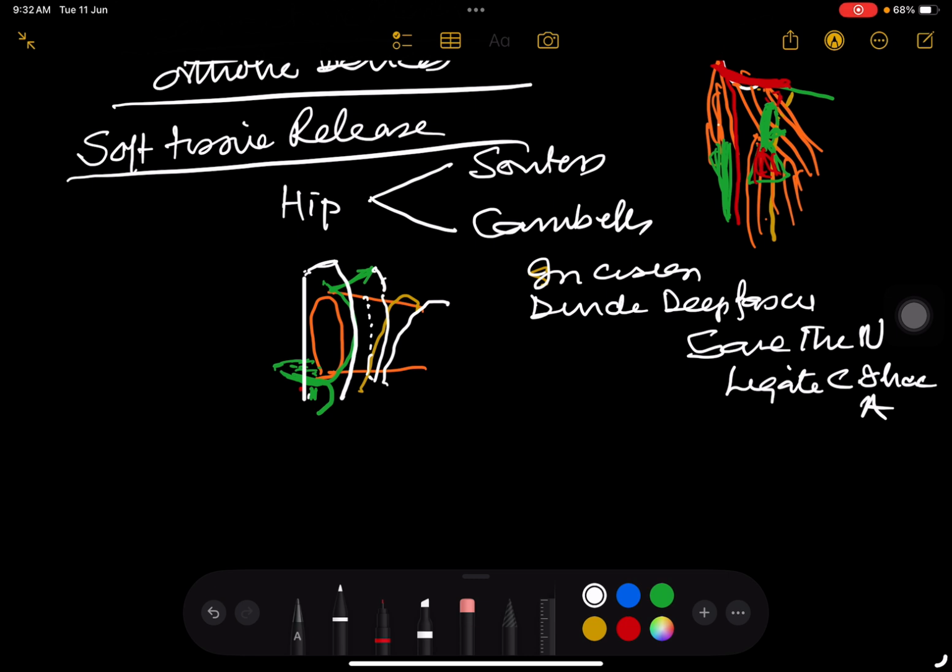So you divided this tensor fascia lata. One. The second thing is that you must divide the sartorius. You must divide the deep fascia. You see, the deep fascia is extending from the tensor fascia lata like this. It's going parallel to the inguinal ligament. And here is the saphenous ring and here is the saphenous vein.